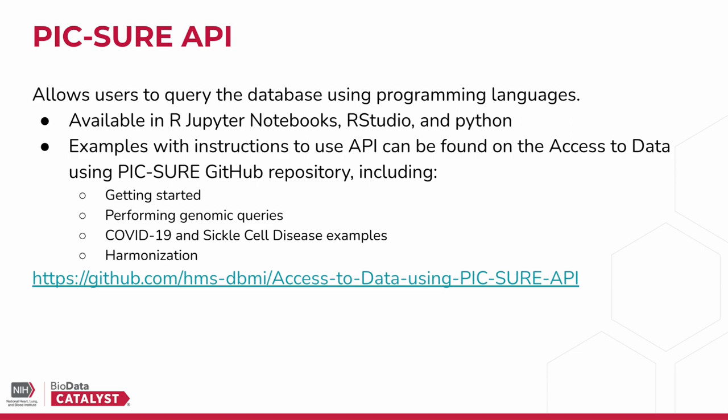Example notebooks with instructions to use the API can be found on the Access to Data Using PIC-SURE GitHub repository. These examples include notebooks to help users get started with basic functionality of the API, code to begin performing genomic queries, examples for specific use cases such as COVID-19 or sickle cell disease, and examples to kickstart harmonization across several studies. The link to the public GitHub repository will be available in the YouTube description.